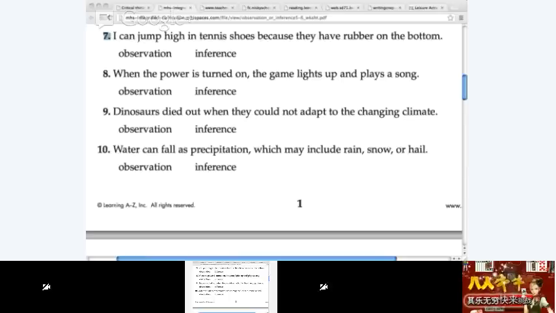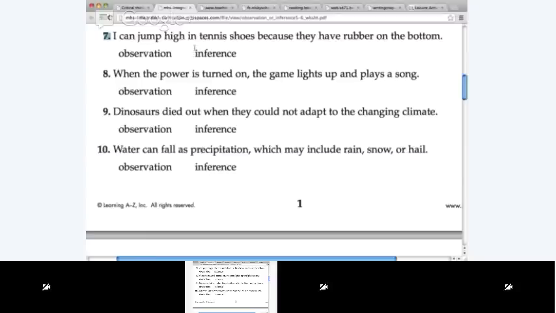Yes, exactly. Perfectly explained. Okay? So, what would you say this is, an observation or an inference? Just looking at the sentence, you have to pick one of the two. I think it is an inference to me. Exactly. So, this would be an inference, okay? Just based on the information we have here, okay?